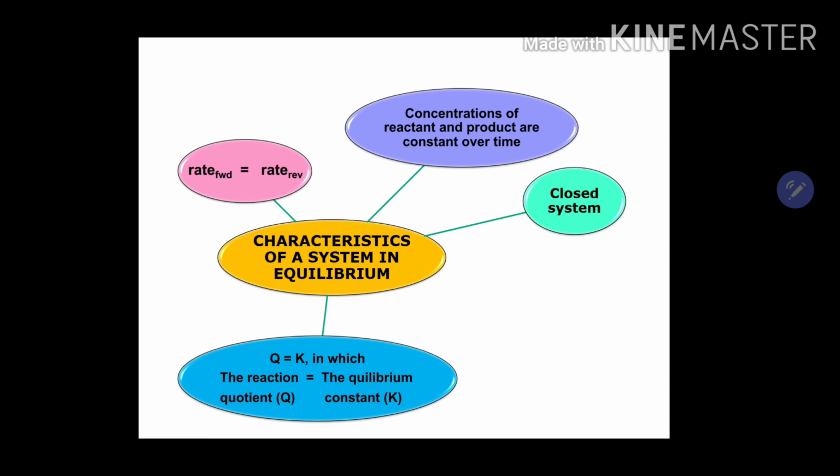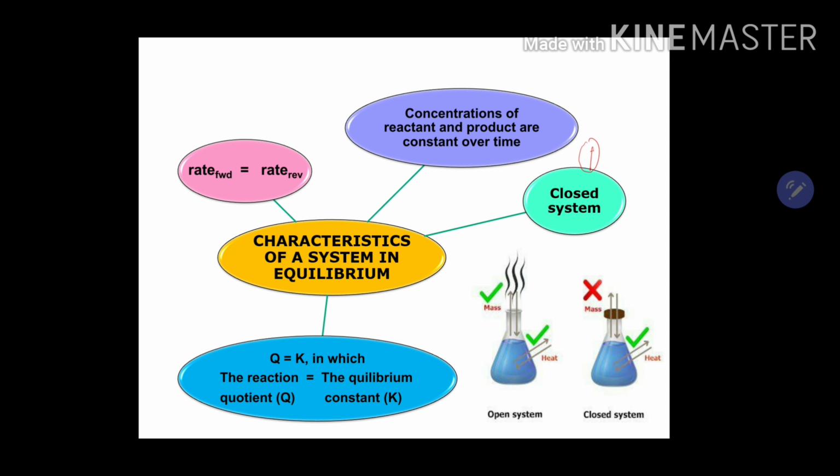The first characteristic is that equilibrium can only occur in a closed system. So what is a closed system? A closed system is a system to which nothing is added or removed. For example, in a closed system, oxygen gas in the air cannot enter or leave the system.